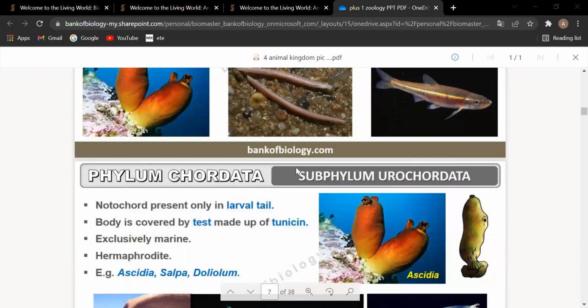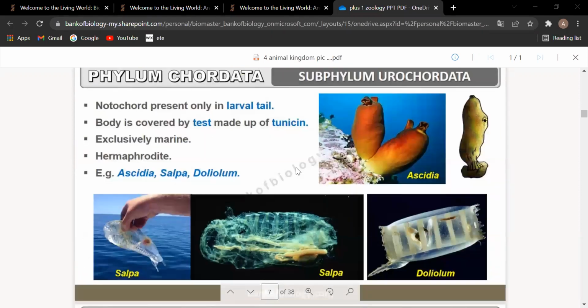Notochord present only in larval tail. So what is the meaning of uro? Tail region. What is the meaning of cephalo? Head region. So the animals whose notochord is present in the tail region belong to Urochordata.